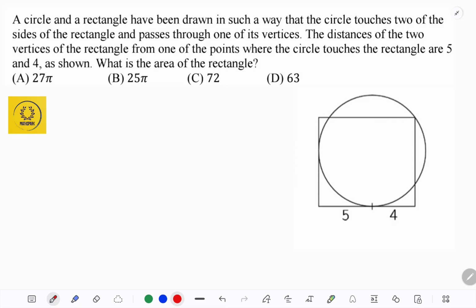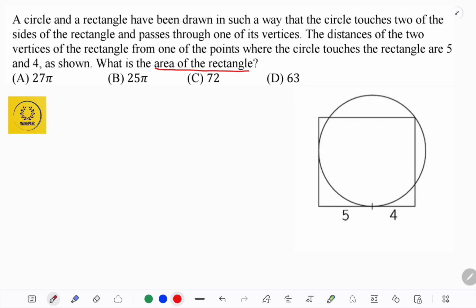Let's dive in. As you can see, we have a rectangle and a circle. The circle is tangent to two sides of the rectangle and passes through one of its vertices. And you can see this side of the rectangle divided into two parts, 5 and 4. Okay, we are going to find the area of the rectangle.